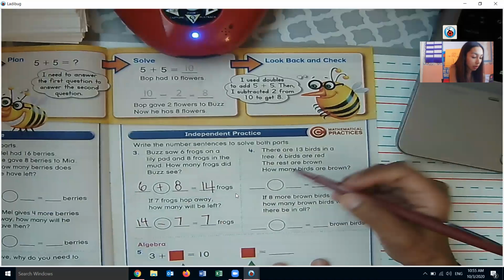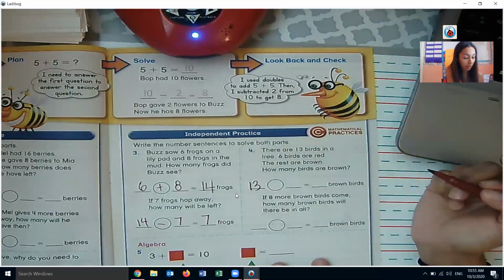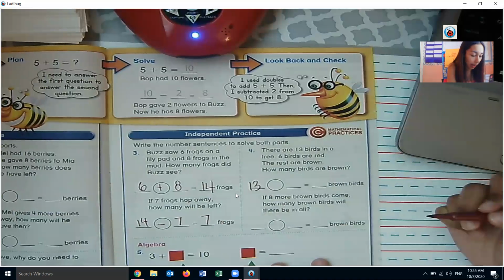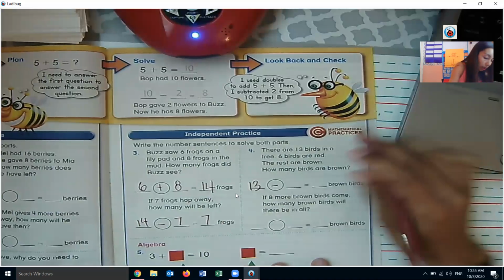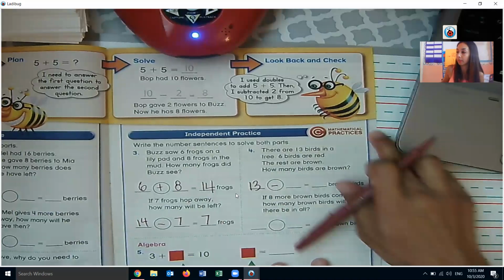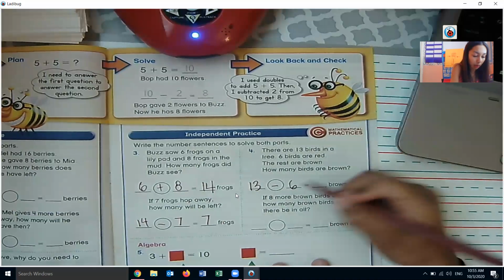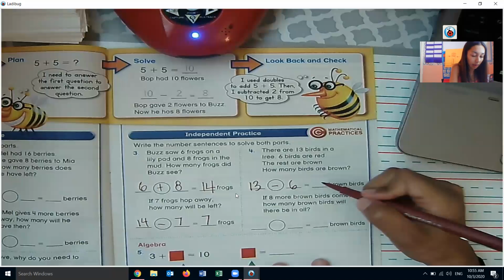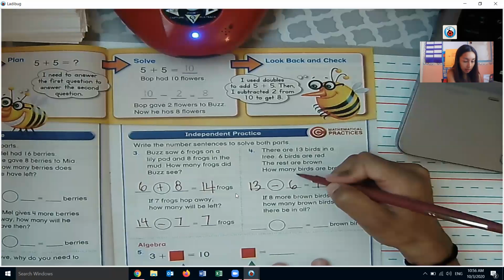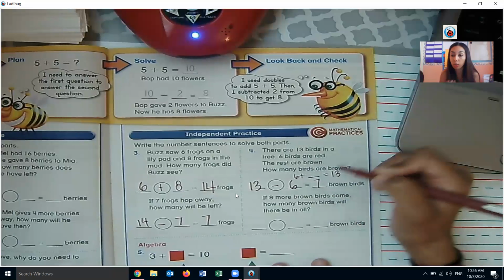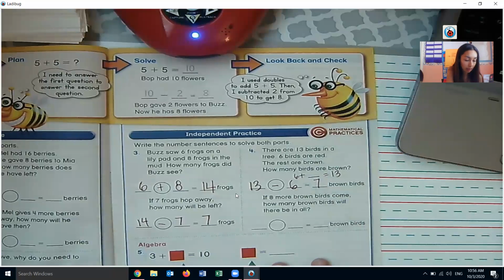There are 13 birds in a tree. 6 birds are red. The rest are brown. How many are brown? So there's 2 ways to kind of solve this. I'm going to start with how I had here. 13, I'm going to make minus 6 will give me how many brown birds there are. So 13 take away 6 is 7. I could have also gone 6 plus something gives me 13. So you could do it by counting on also. Either way, you're going to get 7 birds as your missing number.